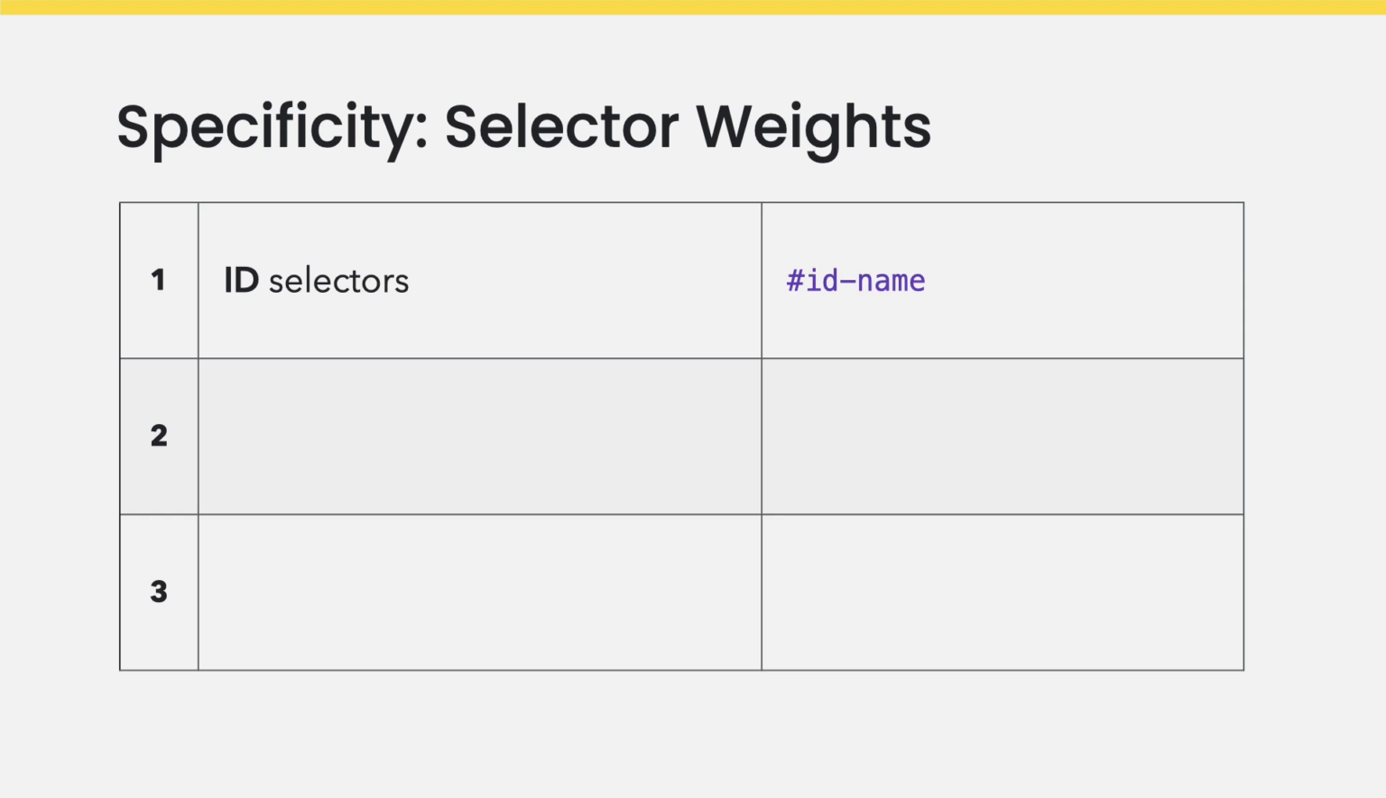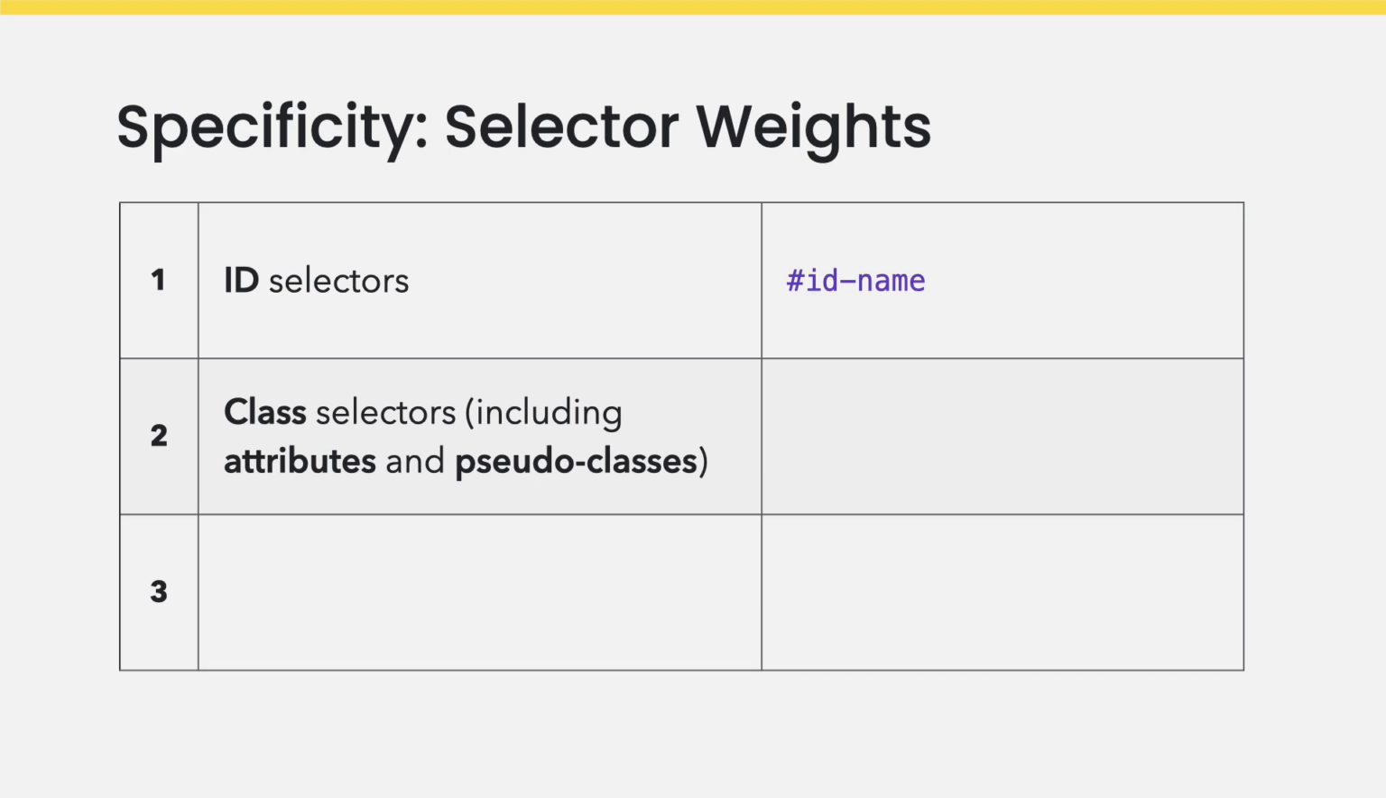The second category includes class, attribute, and pseudo-class selectors. Classes are a special kind of attribute, defined with a period followed by the class name. Other attribute selectors are written with square brackets containing the attribute name. It can be used with or without a value. Pseudo-classes are keywords added to another selector using a colon before the pseudo-class name.